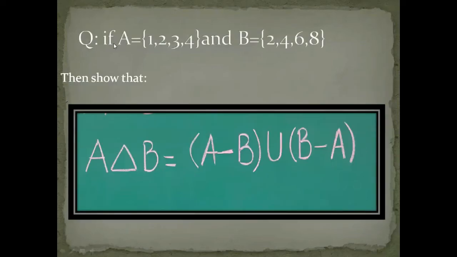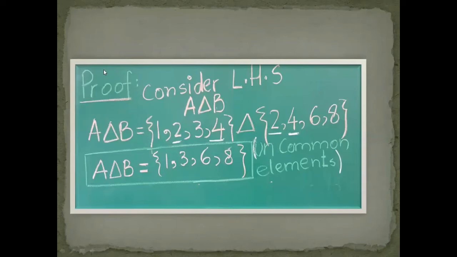Now, the question is: if A is equal to {1, 2, 3, 4} and B is equal to {2, 4, 6, 8}, then show that A symmetric difference B is equal to (A minus B) union (B minus A). This is a proof question, not "find the symmetric difference." You have to prove the left hand side is equal to the right hand side, and instead of "solution" we will write the heading of proof.